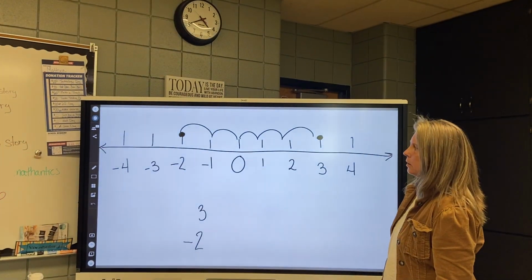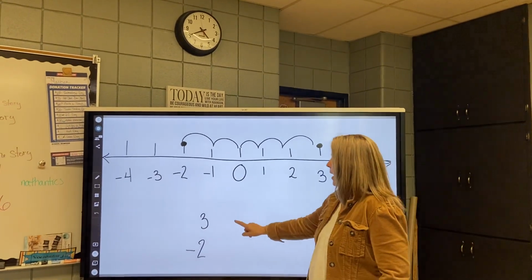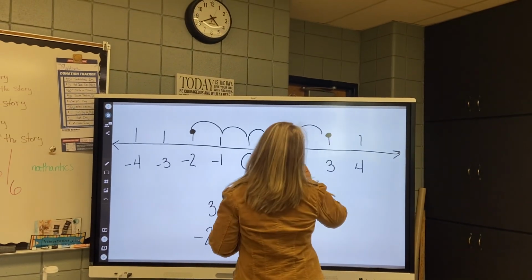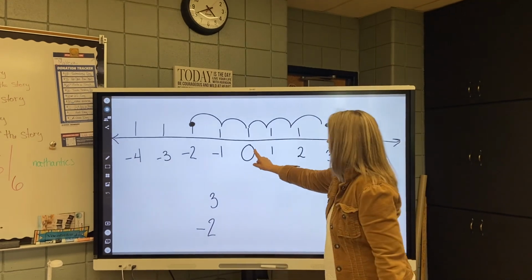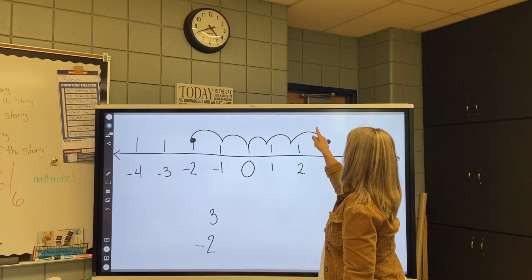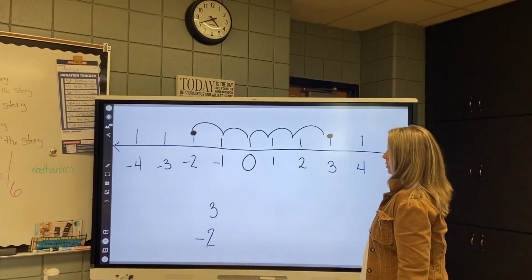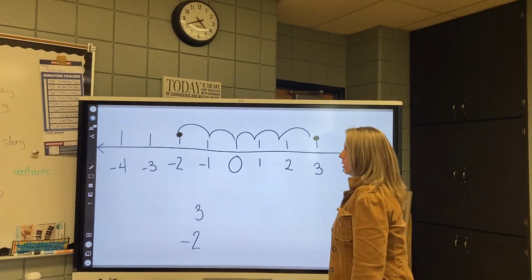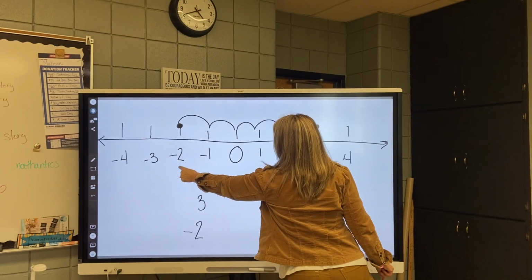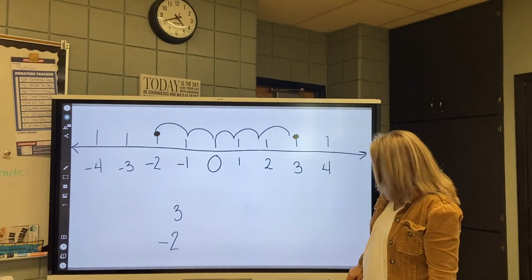When we graph numbers on the number line, we're going to start with integers. Those are the whole numbers. They're the counting numbers. If I have a 3, I graph that on the right side of 0, because it's a positive number. I start at 0 and I hop 1, 2, 3 hops until I get to the number 3, and I graph my point. If I want to graph -2 on the number line, I start at 0 and I take 1, 2 hops to the left to -2 and I graph that. So that's how I graph integers on the number line.